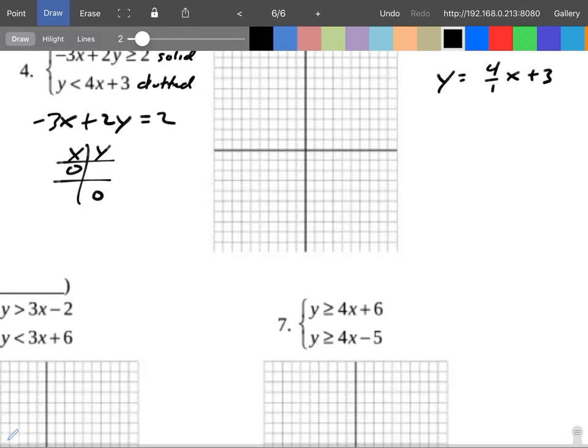And I'm going to plug 0 in for x and 0 in for y. So if I plug 0 in for x, I would just cover this up and solve for y. So divide both sides by 2 and you get y equals 1. And then I would plug the 0 in for the y. That would find me the x-intercept. So if I plug 0 in for y, then I would just cover this up. And then I would solve for x. Well, if I divide both sides by negative 3, I'd get x equals negative 2/3.